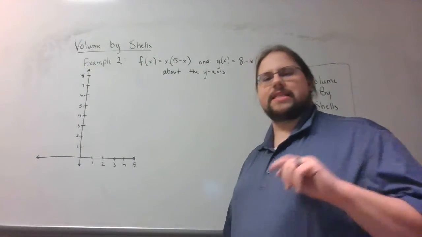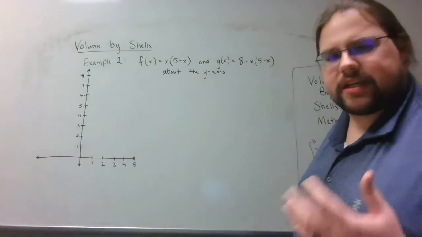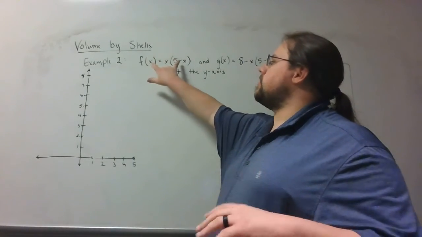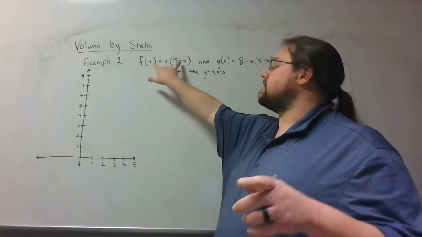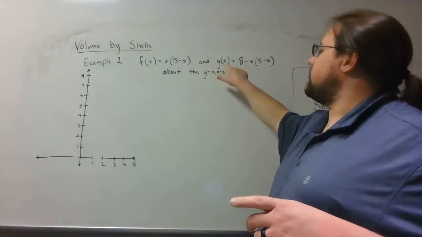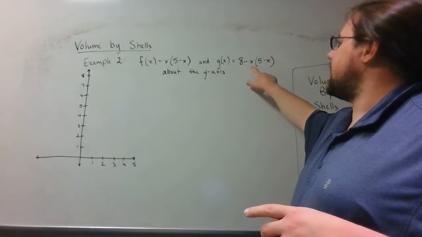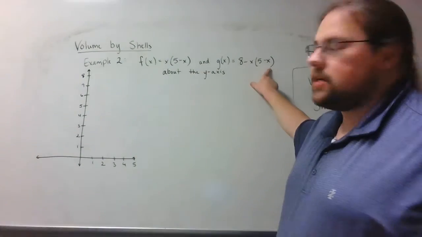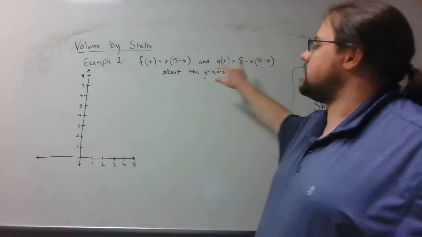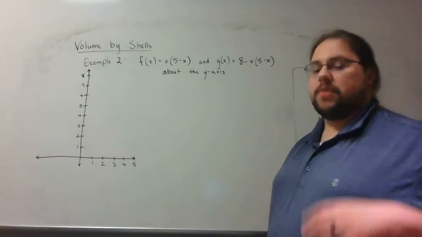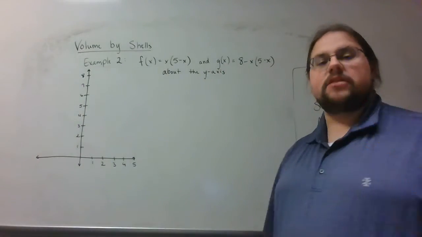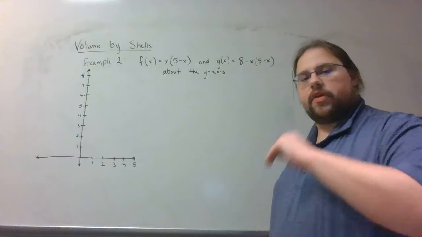All right, so I'm ready to look at example number 2, which in this case actually gives me two functions, and it's wanting me to find the volume of the solid of revolution where the region is defined by f of x equals x times 5 minus x, and g of x equals 8 minus x times 5 minus x. And so notice again here we're going to be distributing this x times 5 minus x just as we would here. But notice again we're still revolving about the y-axis, and so what I'm going to do again, first things first, draw the region.